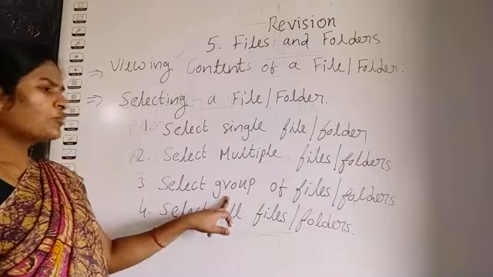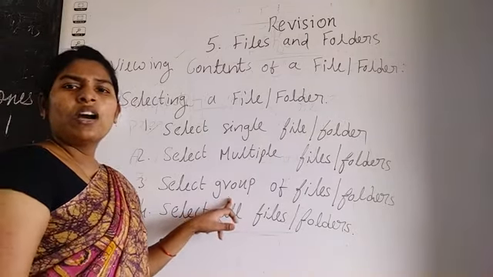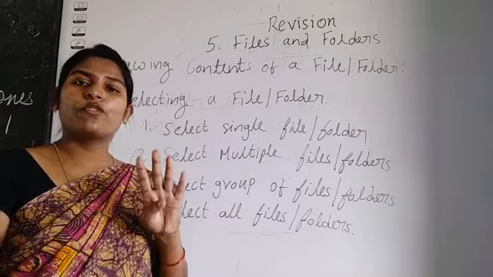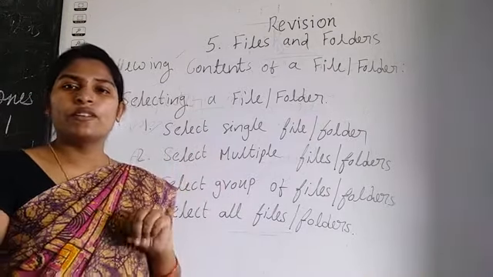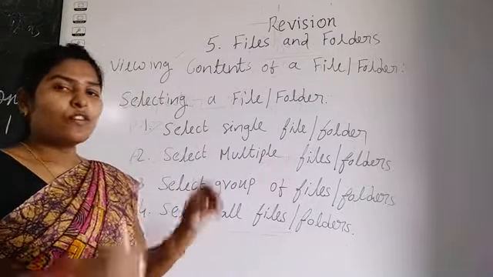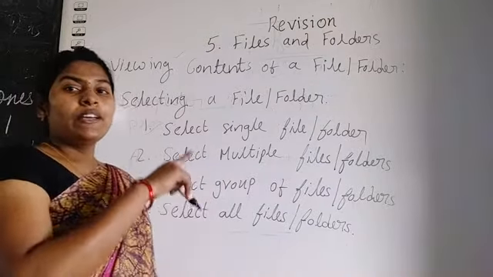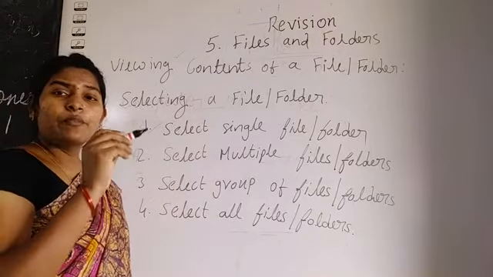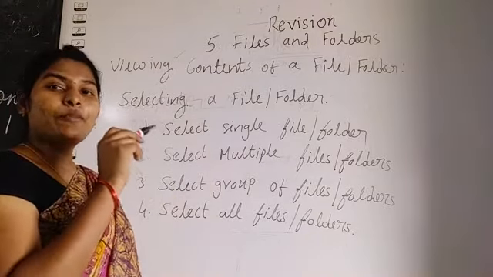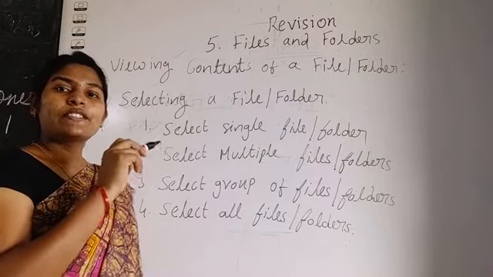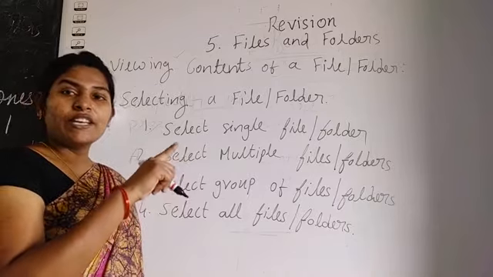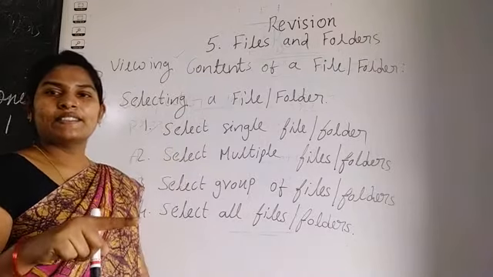Now select a group of files and folders. How to select one group? One group means 4 folders you want to select like a group. 4 folders are there in the content pane. In the first folder, you can put the mouse pointer on the left top side, and give left click and drag it.